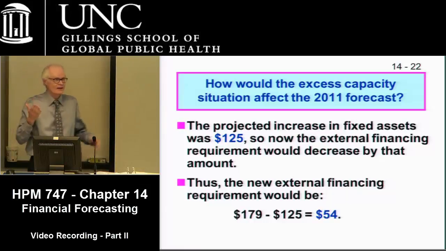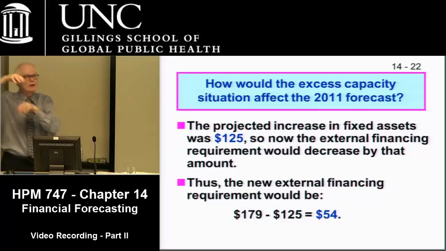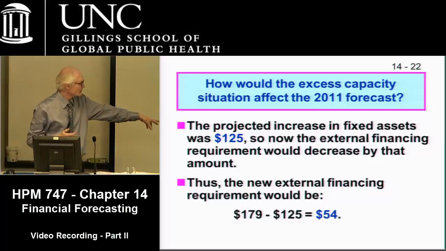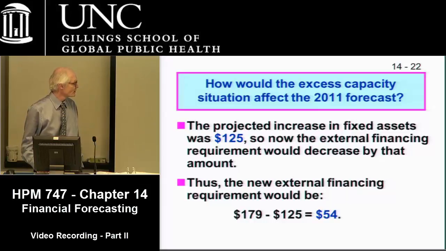Does everybody understand that? So we've got a plant that is not fully utilized. We're going to grow the business 25%. We do not need to add any plant and equipment because we're at less than 100% capacity, but we will need to finance the current assets, the inventories, the accounts receivable, and so on. So we would reduce the external financing requirement from the 179 to the 54 after doing that.